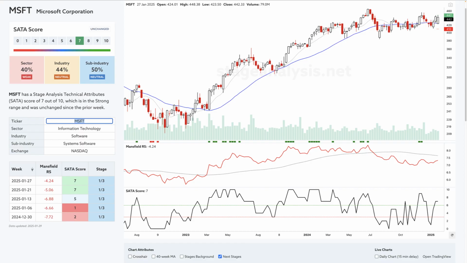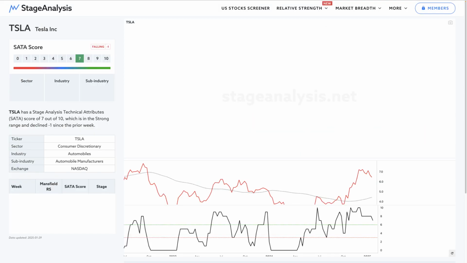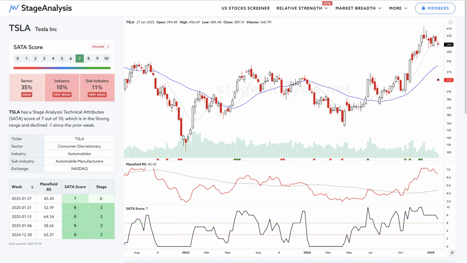So if I change the page here, if I go to Tesla, for example, you'll see it's actually on this level as well. Because Tesla's already in stage 2, you only get a single level over here. So when a stock is in stage 2, you'll only see the stage 4 level. When it's in stage 4, you'll only see the stage 2 level. And when it's in stage 1 or 3, you'll see both.